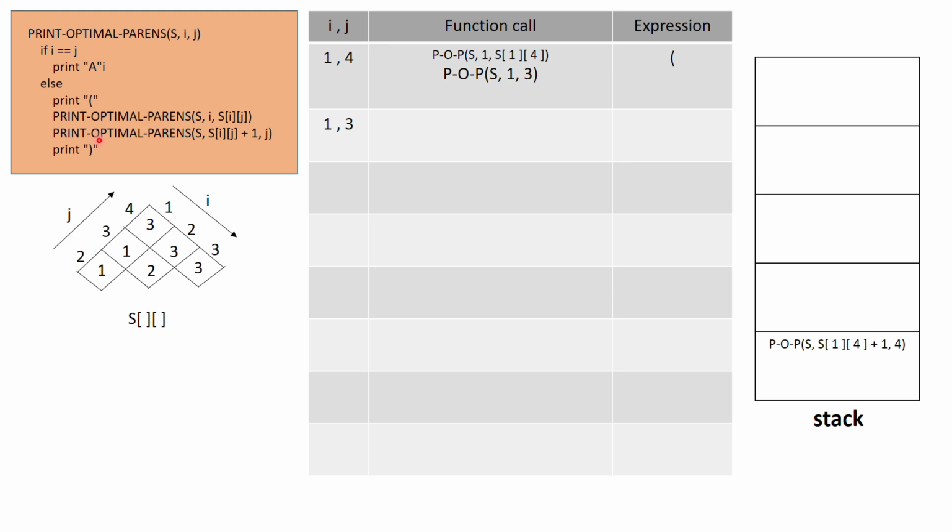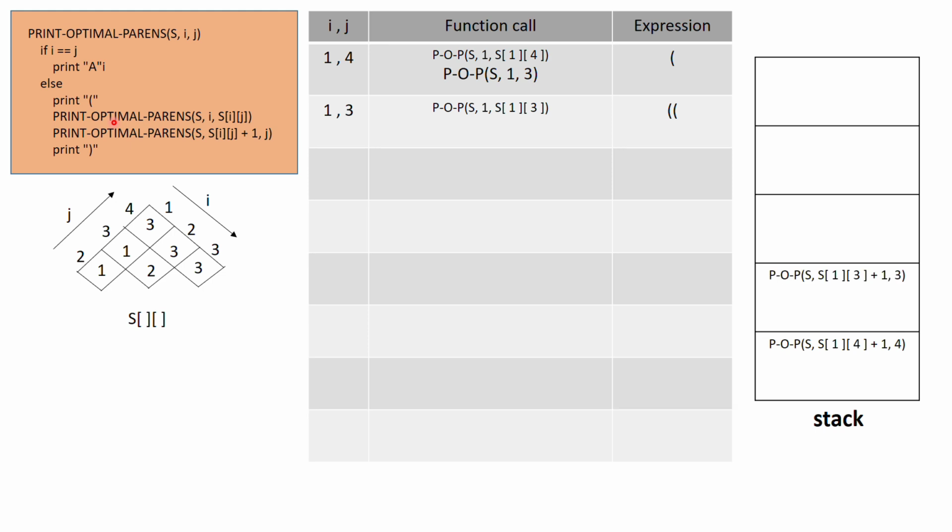Now when i equals 1 and j equals 3, it will again go to the else part and print another opening bracket, and the next function is stored into the stack, and the function is actually calling print optimal parens s of 1 comma 1. Now i equals 1 and j equals 1, so the if part is true and it will print a1. Now the unfinished function calls will occur and stack pop will happen.